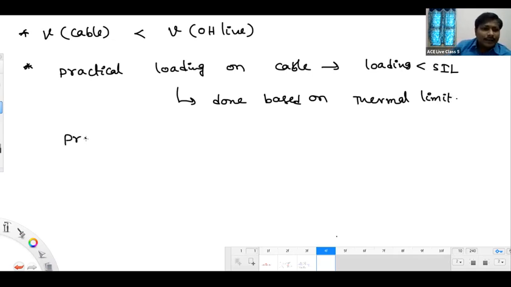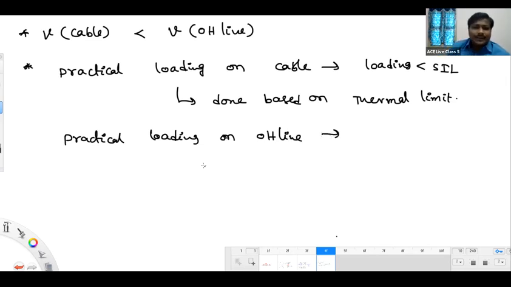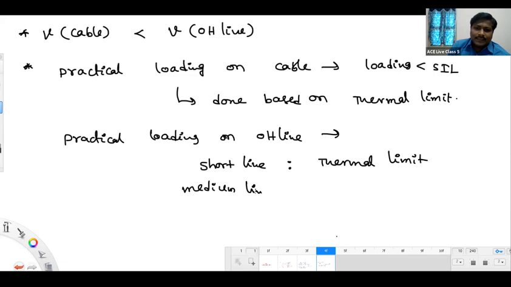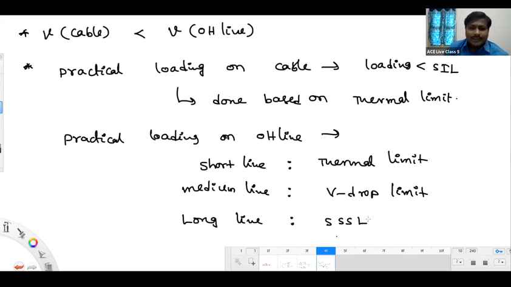What about the overhead line? On what basis do we keep the loading on an overhead line? If it is a short line, it's based on the thermal limit. If it is a medium length transmission line, we keep it on the voltage drop limit. And if it's a long line, we keep it based on the steady state stability limit.